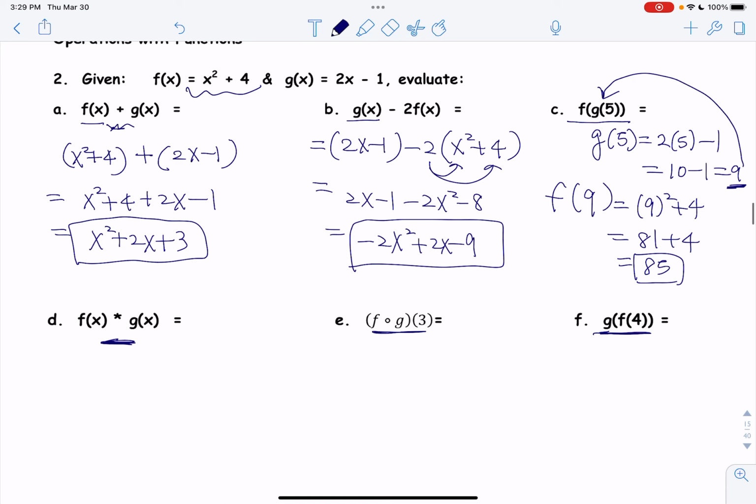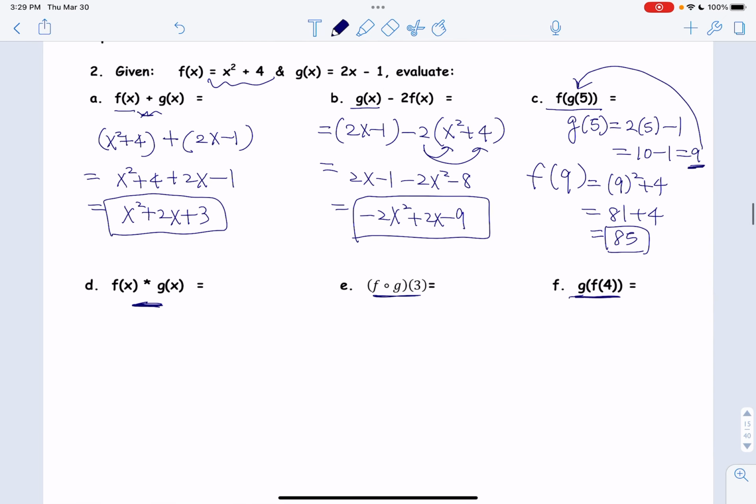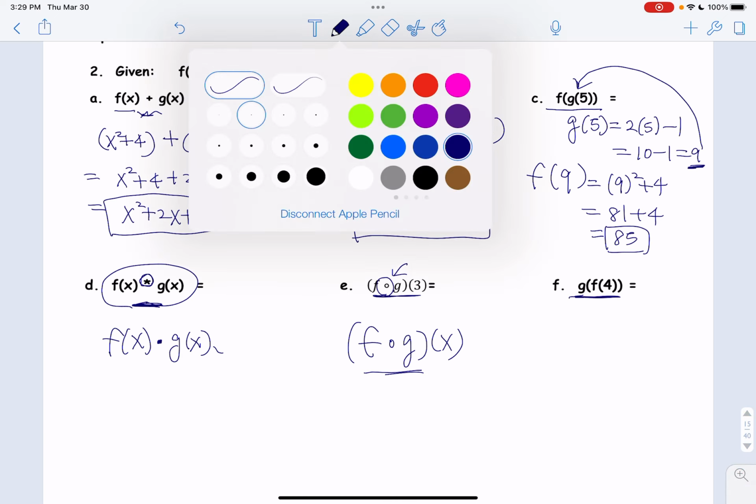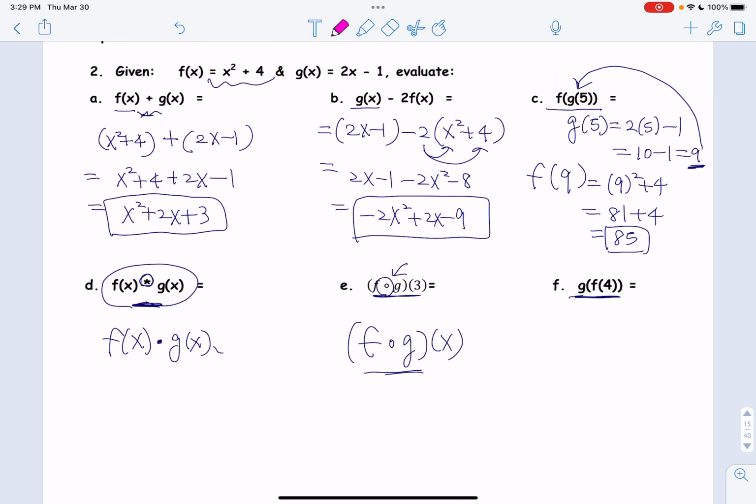Like that. And now you look at this one. This one is a multiplication sign, and this one is a composite sign. So if you have f(x) with a dot, g(x), without opening and closing parentheses, the dot will be multiplication. And if you have an open parenthesis like this, it will be a composite. So it's different. If it's a dot, that's multiplication.